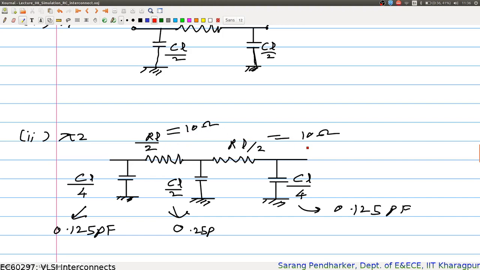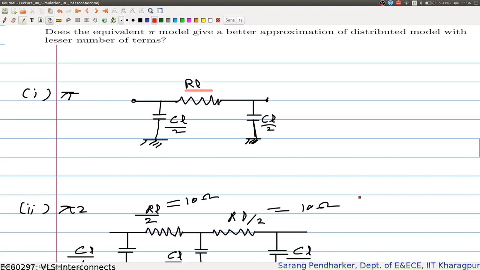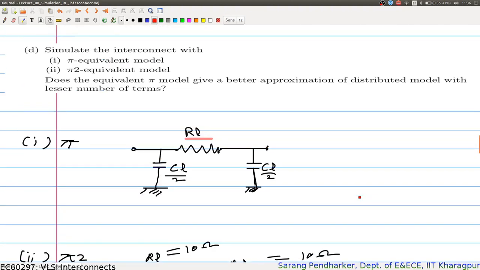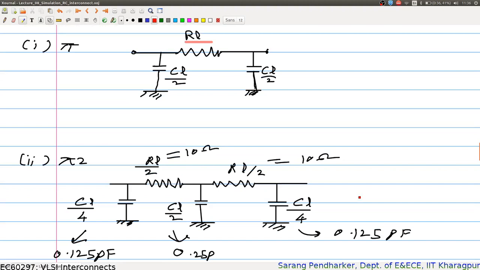So I get 10 ohms and 10 ohms for these two segments, and here I would have this divided by 4, so it would become 0.125 picofarads, this would become 0.25 picofarads, this would also become 0.125 picofarads. Right, so what you should now do is simulate the pi equivalent model and pi 2 equivalent model and then see whether pi and pi 2 equivalent models give you a more accurate estimate of your output response with a lesser number of elements. So you need to validate it on your own.